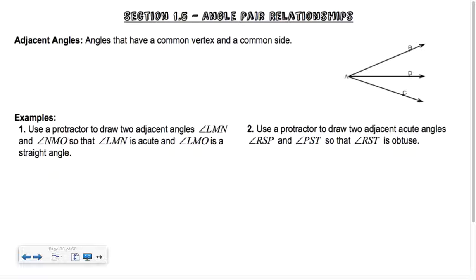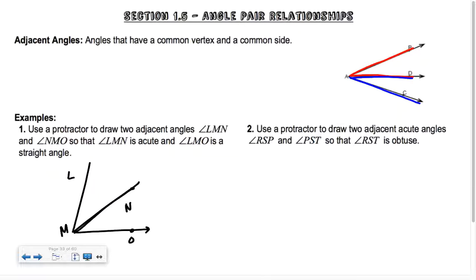Okay, so adjacent angles are angles that have a common vertex and a common side. So adjacent angles would be this angle here that I'm drawing in red and this angle here that I'm drawing in blue. They share one of the sides of the angles. Do you guys see that? Okay. So it says use a protractor to draw two adjacent angles LMN and also NMO, so that LMN is acute and LMO is a straight.